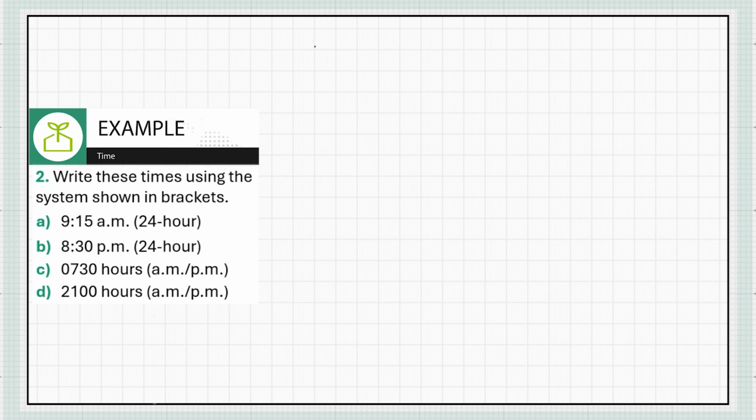So let's get started with our first one, which is going to be 9:15, and we're going to convert this to 24-hour time. Now, everything in the AM, we leave it as is because it will be written the exact same way in 24-hour time. So this is just going to be equal to 09:15, right? That's 24-hour time.